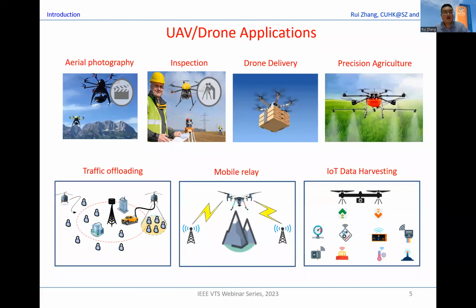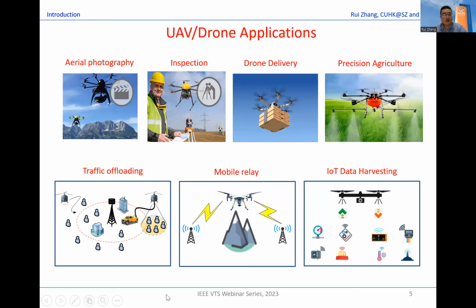So, we already know UAV drones have many applications that are related to our daily lives. For example, the well-known ones include aerial photography, and the inspection using UAVs for power lines in some remote areas. And recently, another popular one is drone delivery for packages, and then other applications, for example, precision agriculture and so on and so forth.